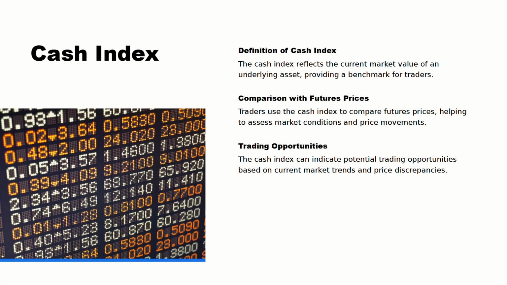Cash index. Definition of cash index. The cash index reflects the current market value of an underlying asset, providing a benchmark for traders. Comparison with futures prices. Traders use the cash index to compare futures prices, helping to assess market conditions and price movements. Trading opportunities. The cash index can indicate potential trading opportunities based on current market trends and price discrepancies.